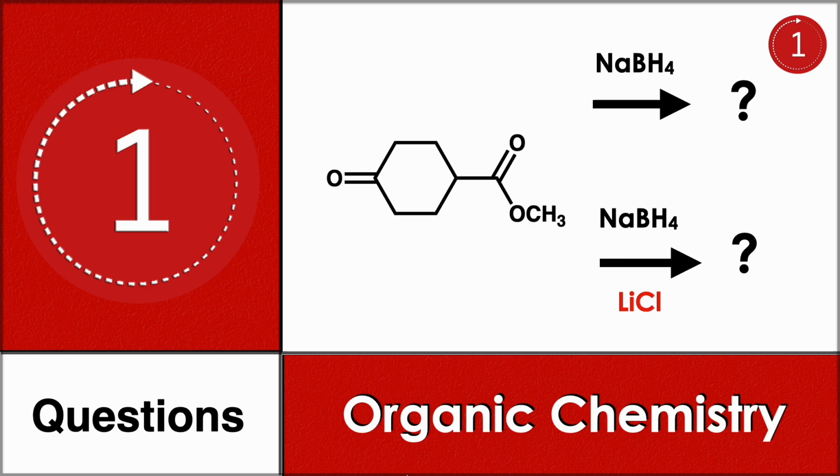Daily one question for you. Here you have cyclohexanone and you have ester at fourth position. You are reacting with sodium borohydride, and sodium borohydride with lithium chloride. On the second reaction, you are giving sodium borohydride and lithium chloride. You should find what will be the final product.